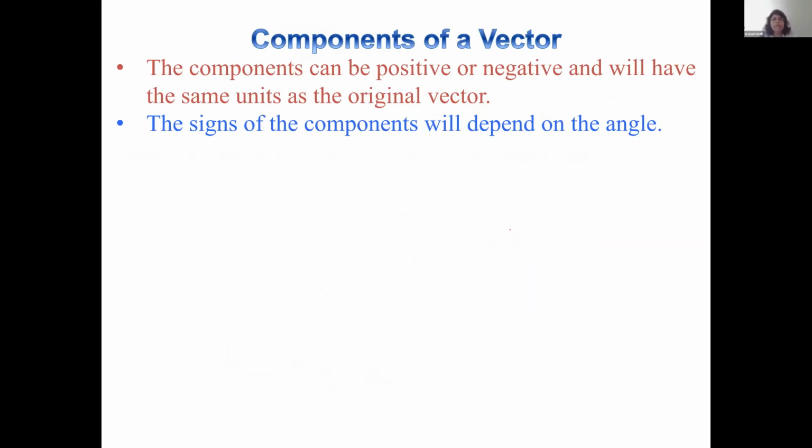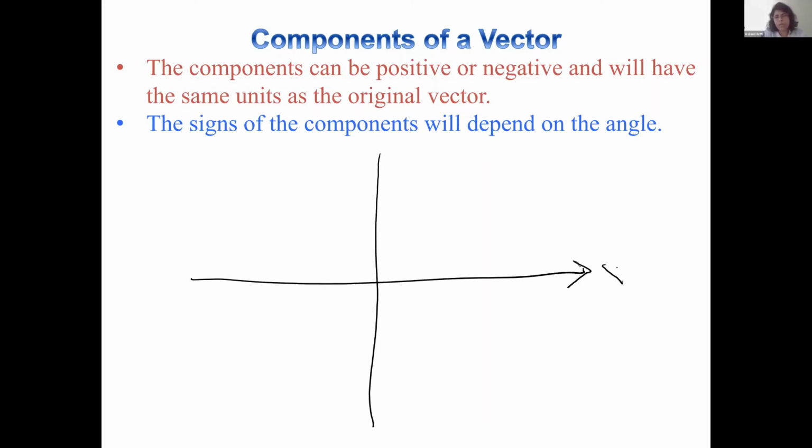Okay, so now components can be positive or negative, depending on which quadrant you're working with, right? Let's say I have an x and y coordinate system like this. I have the positive x direction and the positive y direction, the negative x direction and the negative y direction, and this is where my origin is. Vectors can stay in the first, second, third, or fourth quadrant.